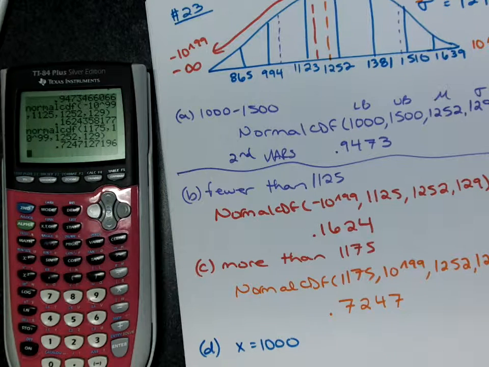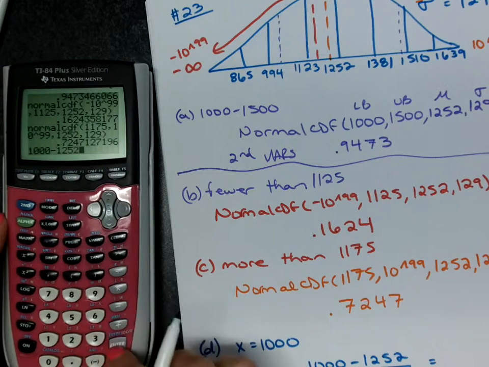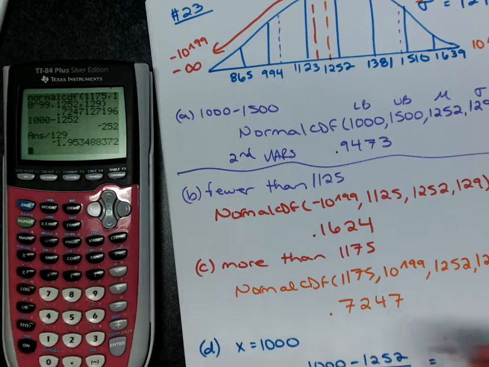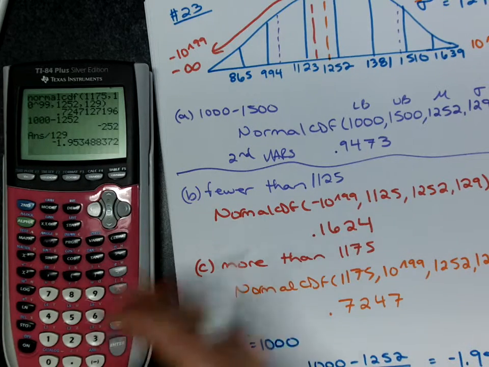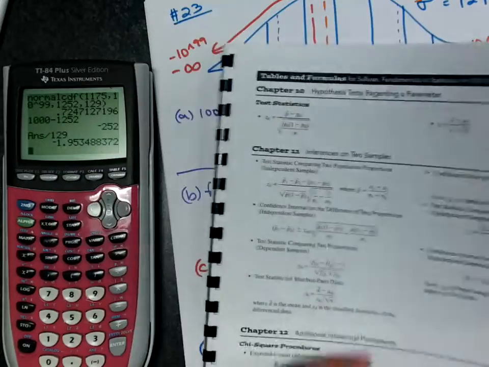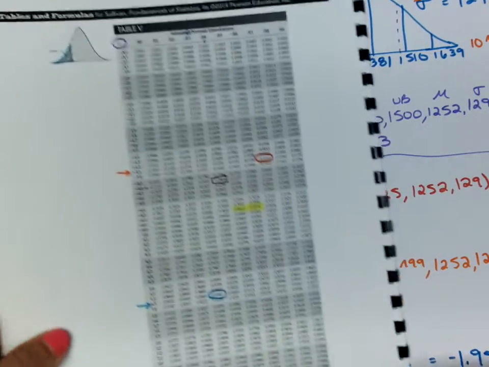1,000. This time we're going to use the z-score. This is the best way to do this one. 1,000 minus 1252 over 129, which is negative 1.95. You can put that in the calculator, but I think it's actually faster to go back in the chart. Go back to table 5 and look up negative 1.95.